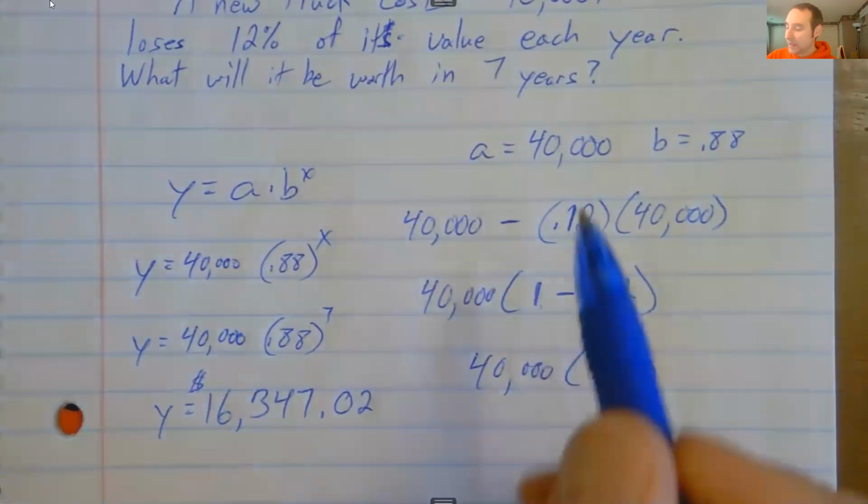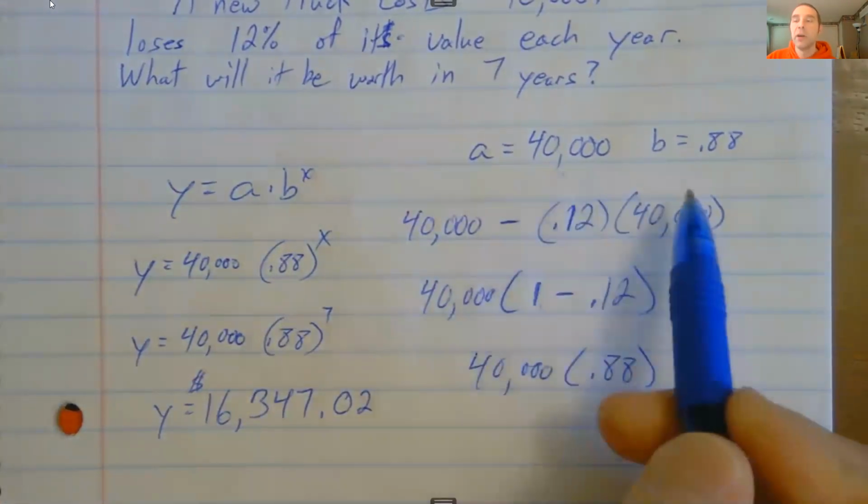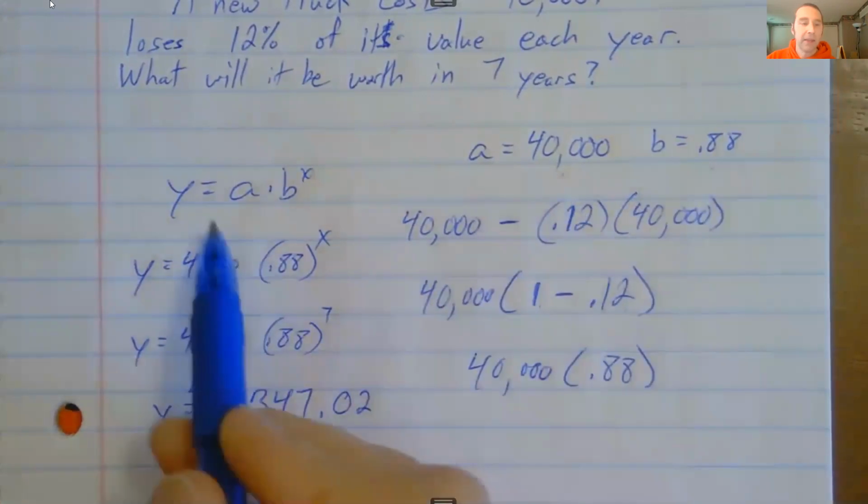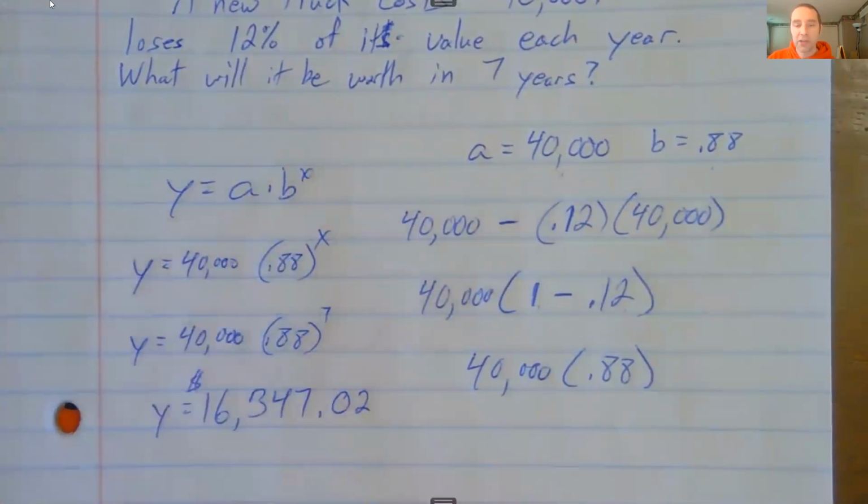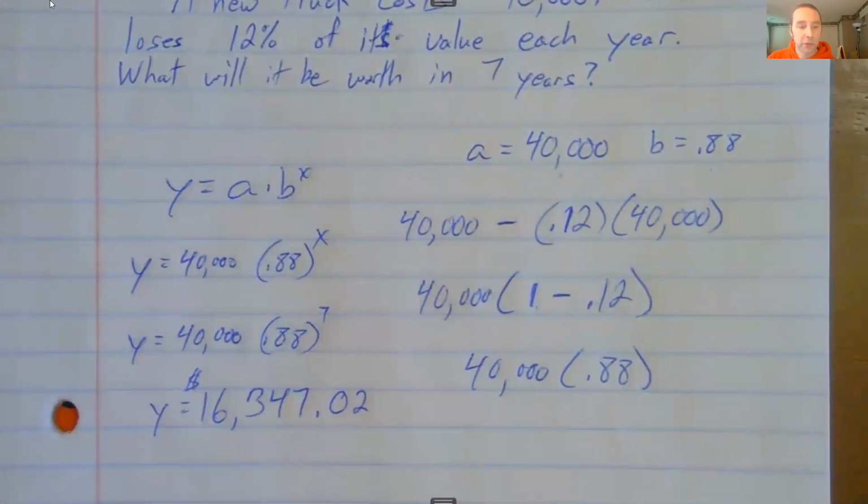So, big thing, figuring out what's the starting value, what's our common multiplier, and then once you write that exponential equation, you can use that to figure out what the final value is. All right, one more example here.